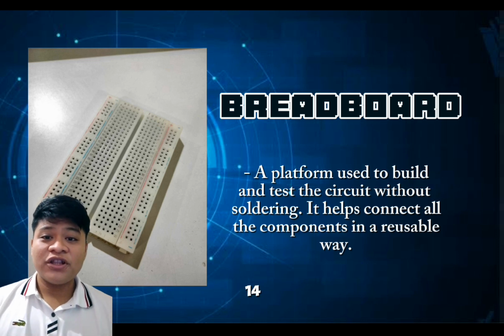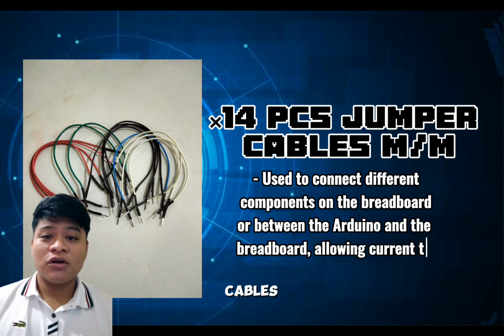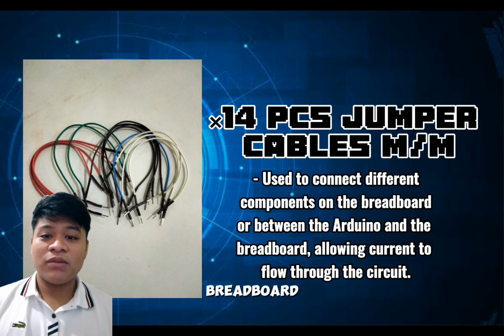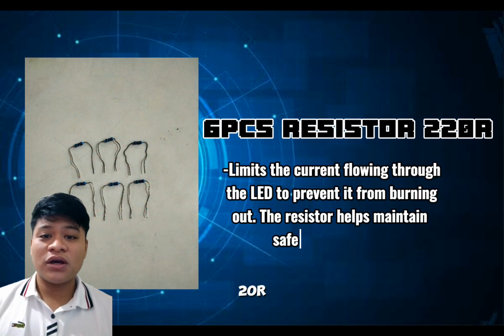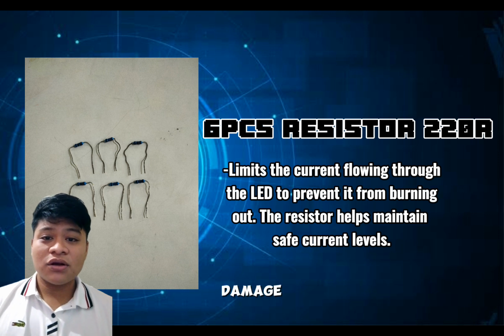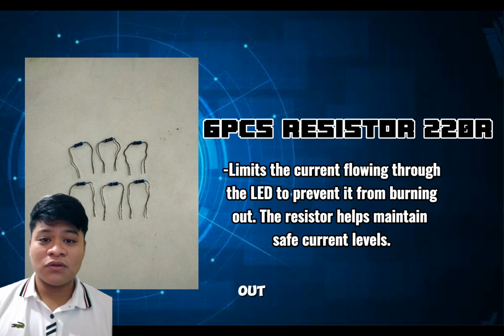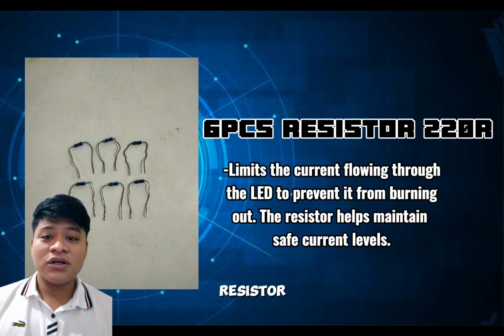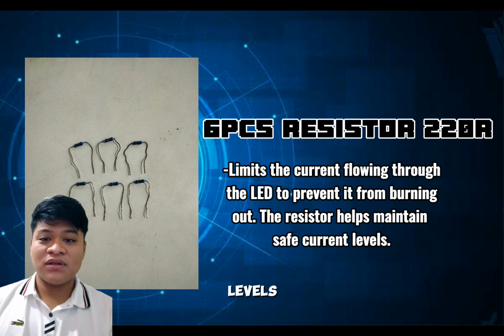Next is 14 pieces of jumper cables. They connect the components on the breadboard or between the Arduino and breadboard, allowing the current to flow through the circuit. Next is 6 pieces of 220R resistor. It limits the current flowing through the LED to prevent it from burning out. The resistor helps maintain safe current levels.